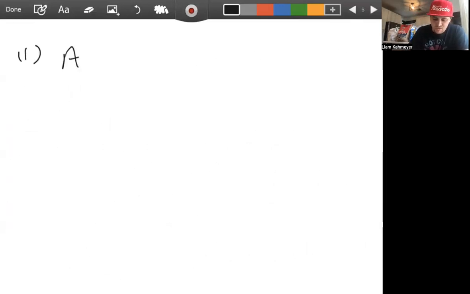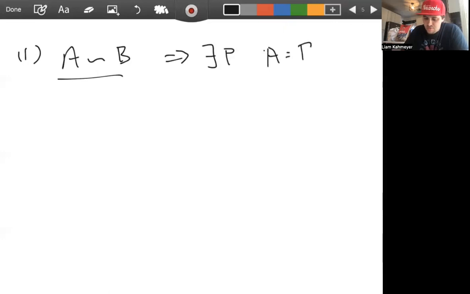Now, what we want to do is assume, for proving symmetry, that A is similar to B, and we need to somehow conclude that B is similar to A. Well, let's start with what we know. We know A is similar to B. This means there exists an invertible P such that A equals P inverse B P.